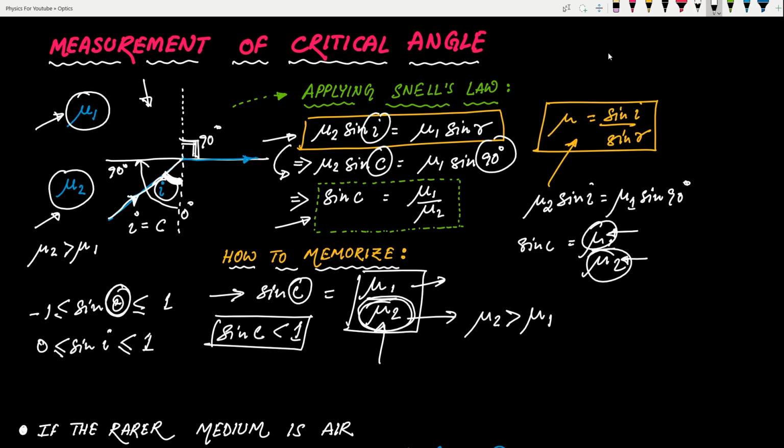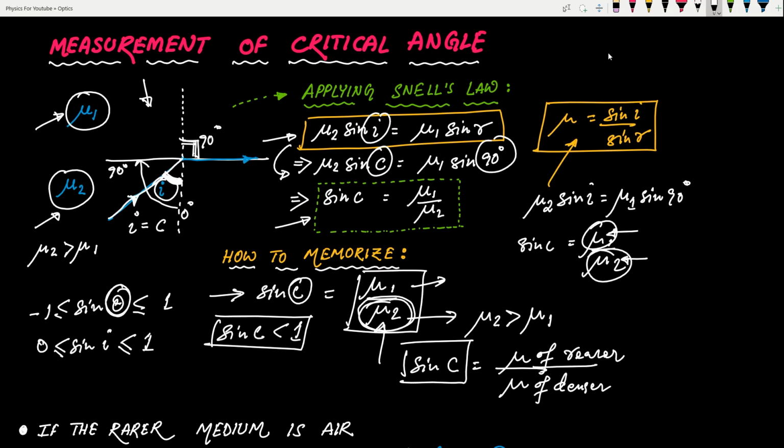So always remember the refractive index formula, sine C equals mu by mu. How to remember? The lower part should be greater because sine C is always less than 1. We know the mu of denser medium is always greater than mu of rarer medium. So mu of denser goes below, and this is mu of rarer. You can remember it in this way. So sine C is refractive index of rarer divided by refractive index of denser. If you just remember it in this way, then you'll never get confused as a student.